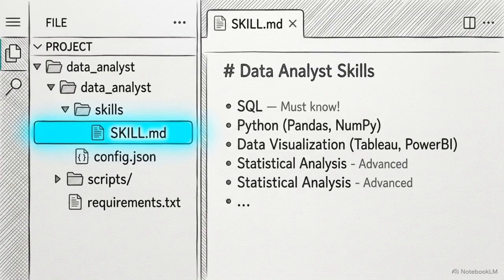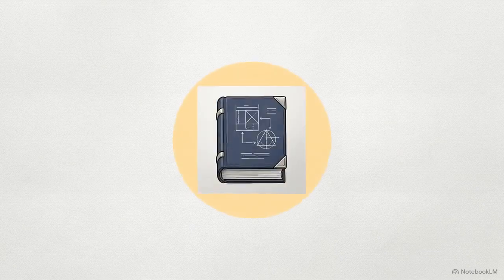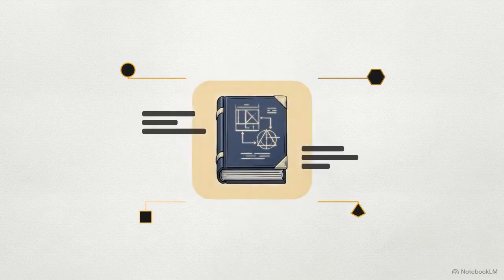Inside that same agent's folder, create a skills directory. Inside that, add a skill.md file. A skill file cannot be a simple description of what the agent can do. It must be highly prescriptive, acting as a direct training manual for task execution.